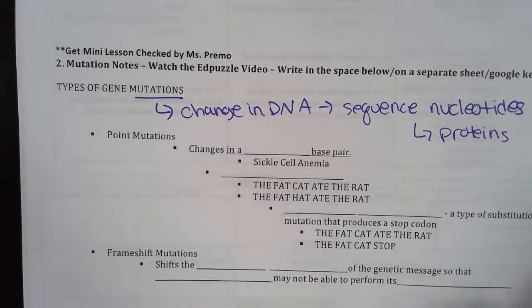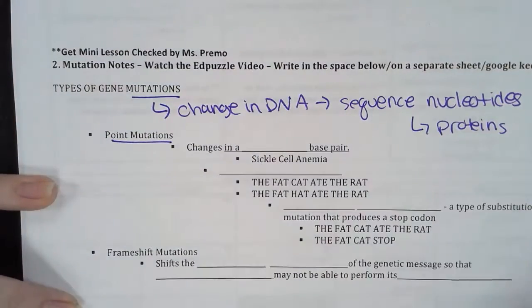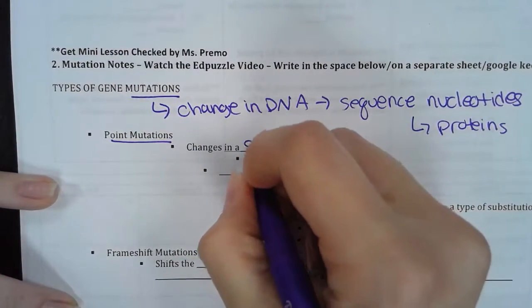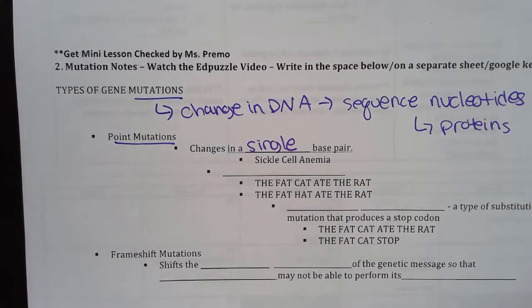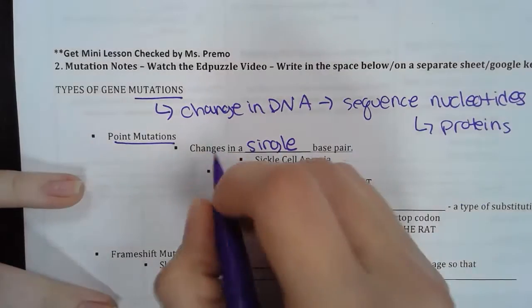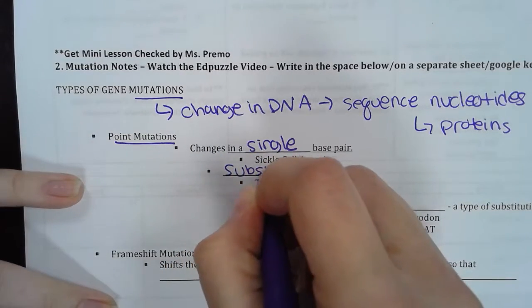So the first type of mutation is called a point mutation, and it is a change in a single base pair. So something that can result from this is sickle cell anemia. That's when you don't have enough iron, and your cells can't actually process the iron correctly. So an example of a point mutation is something called substitution.